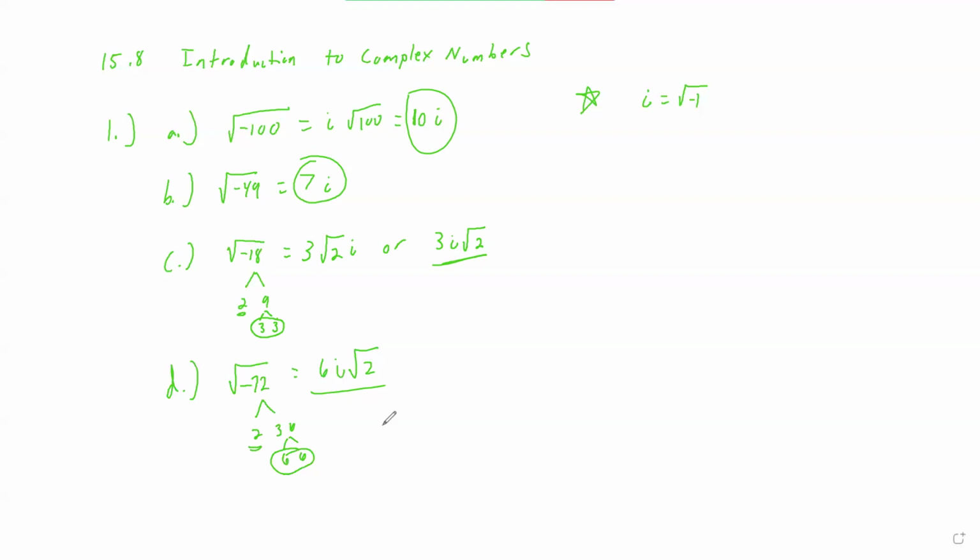So the only thing that's being added in this section is the fact that if you have a negative inside of a square root, we're going to have an i. Other than that, it's the same process that we've been seeing throughout chapter 15. We got number 2.